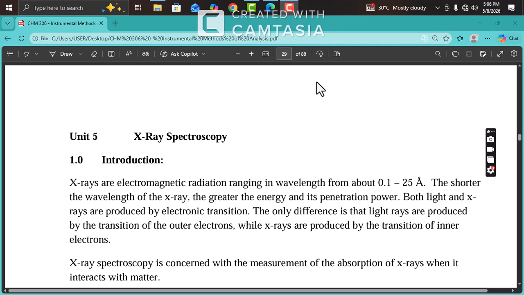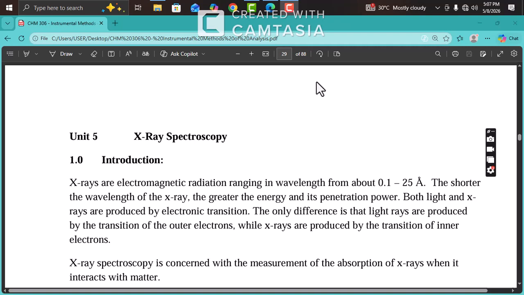Okay, so I'll be starting off with X-ray spectroscopy, and we are going to be looking at the different analytical techniques under X-ray spectroscopy. Noteworthy is the fact that this lecture is going to cover X-ray spectroscopy. It is also going to cover polarimetry and refractometry. Now, straight to X-ray spectroscopy.